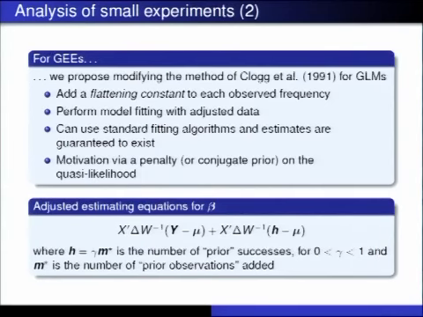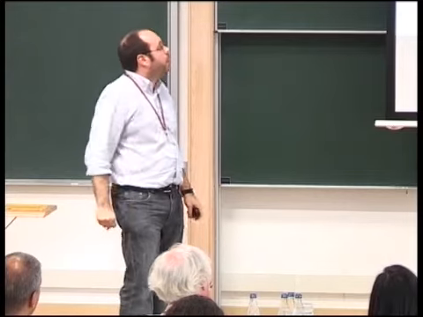For the correlated data and the GEEs, we actually suggest that we could extend the method of Clogg et al. That was for GLMs. Basically what we do is add some pseudo data or a prior. They called it a flattening constant. So to each of our treatments, we add a bit more data where we say there's a particular number of 0s and 1s.